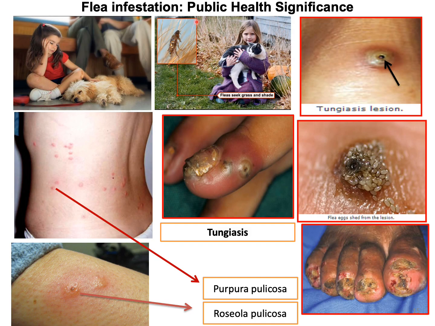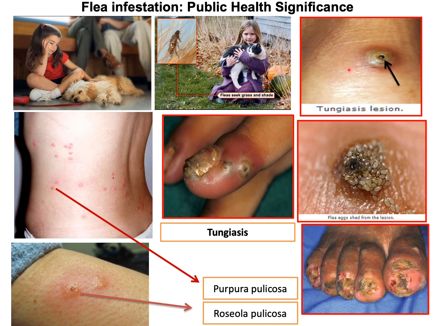Flea infestation in humans, or public health significance. Flea bites cause intense irritation for several days. Bites are characterized by a tiny purplish spot, and there are two types of spots that can be seen. The first one is purpura pellicosa. This is only a purplish spot without any swelling. And this one is roseola pellicosa. This is due to the flea bite and is surrounded by slightly swollen skin.